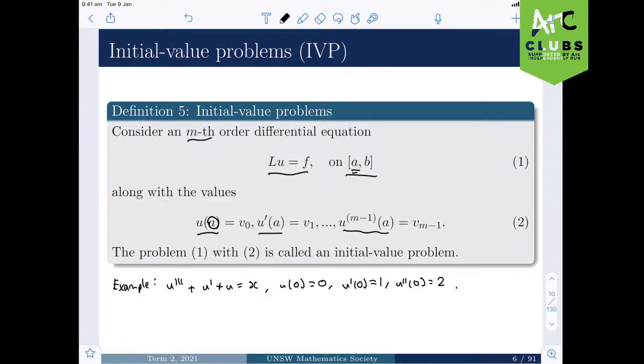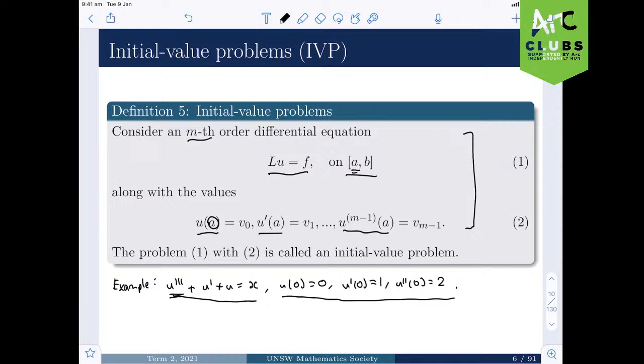This is called an initial value problem, and it has some nice properties. Here's just a little example. A third order initial value problem. The degree of the highest derivative is 3, and we have 3 initial conditions. So that's just a little example.